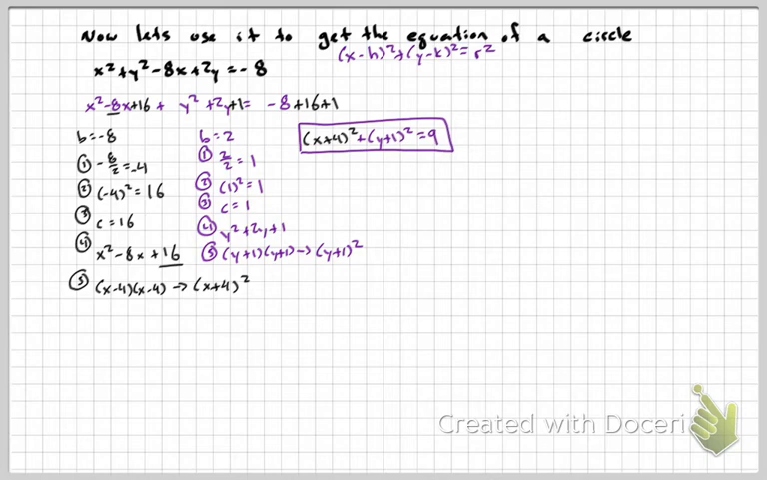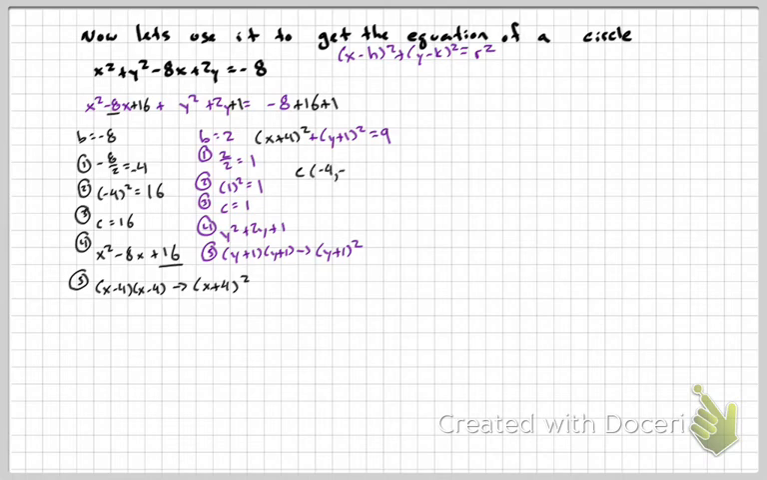So I completed the square for the x and the y. Whatever I added to the left has to also get added to the right. So now the equation of my circle is x plus 4 squared plus y plus 1 squared equals 9. So the center of my circle is at negative 4, negative 1, and it has a radius of 3.